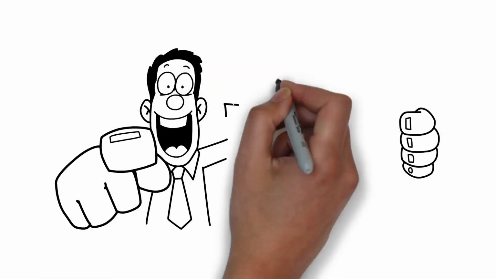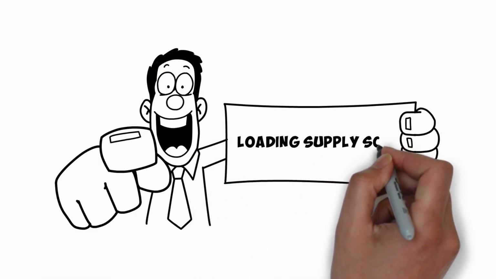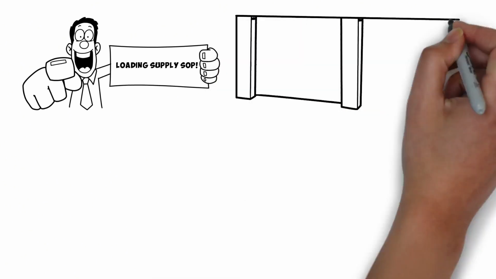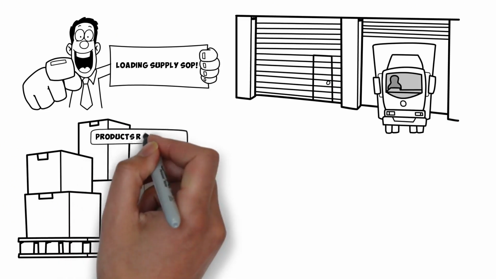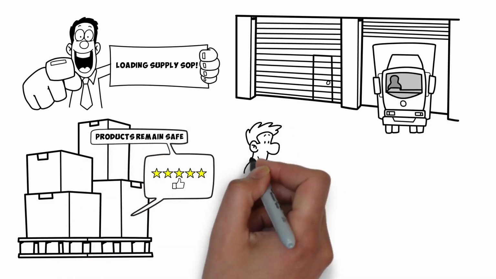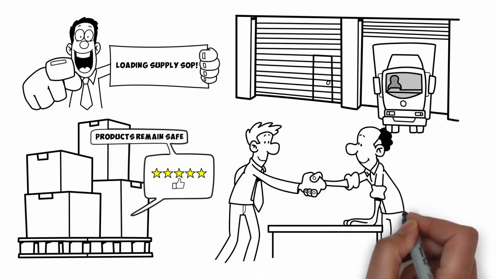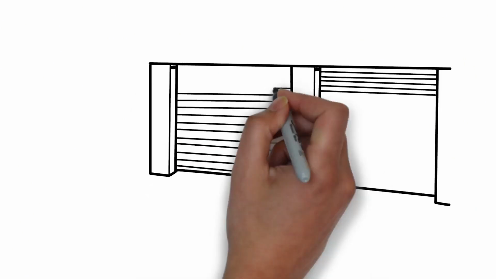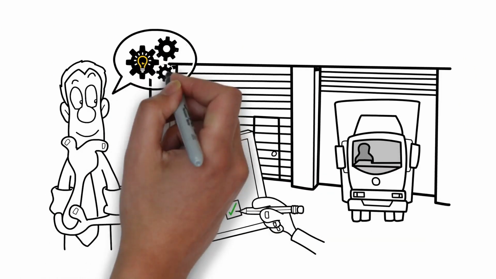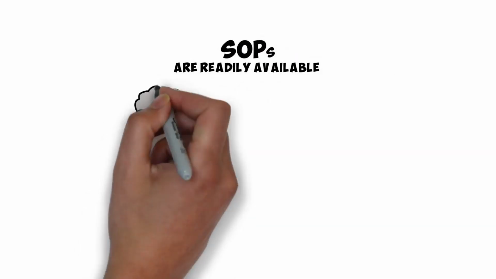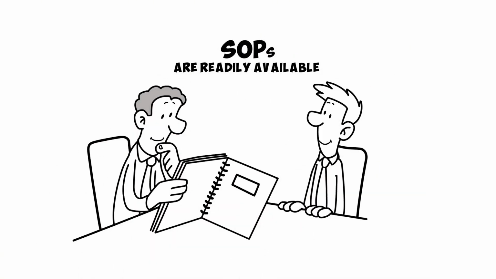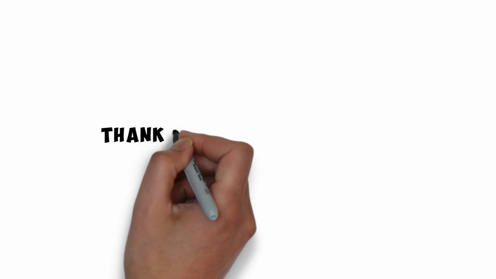Conclusion. That wraps up our overview of the loading supply SOP. By following these steps, we ensure that our warehouse runs smoothly, products remain safe and of high quality, and we meet our responsibility to customers and the community. The information we covered is essential for you to perform your job properly. SOPs are readily available, and you should refer to them if you have questions about their application.